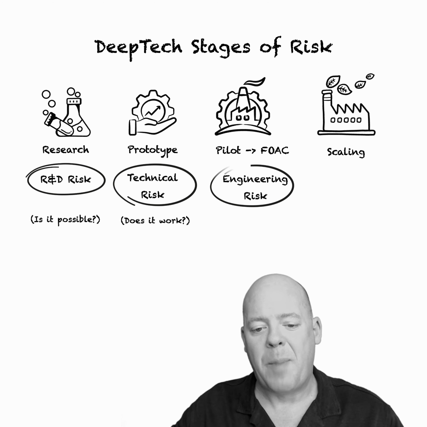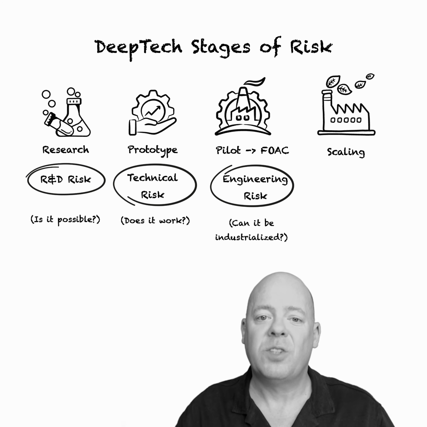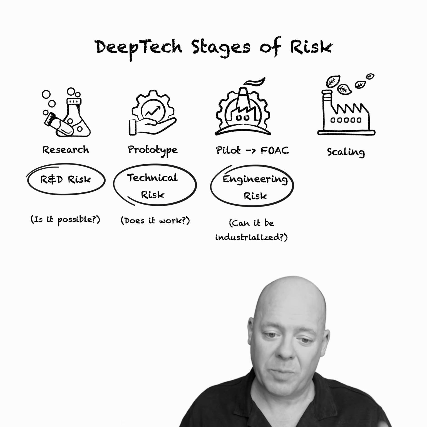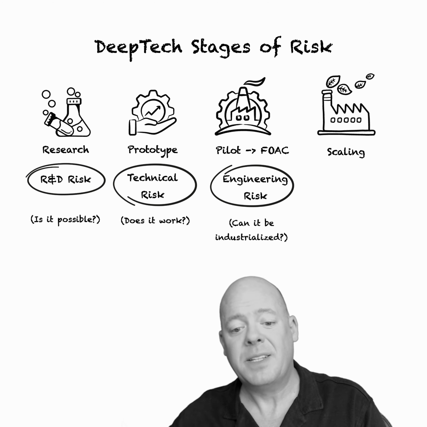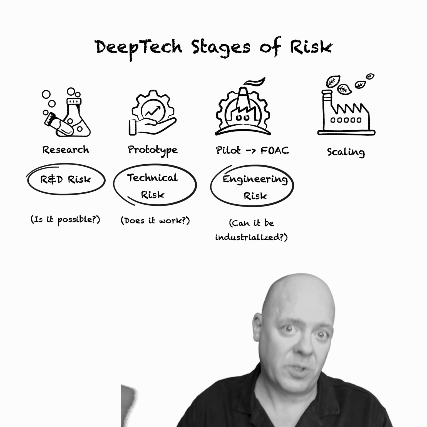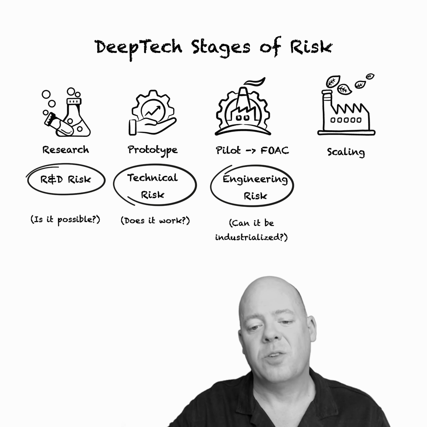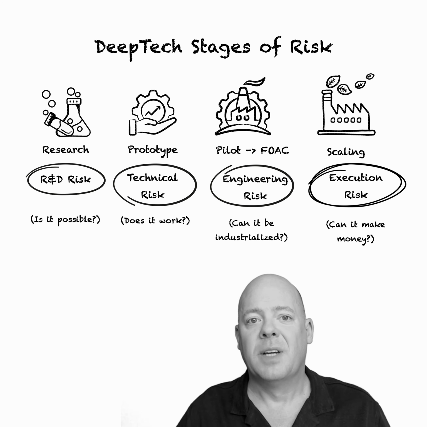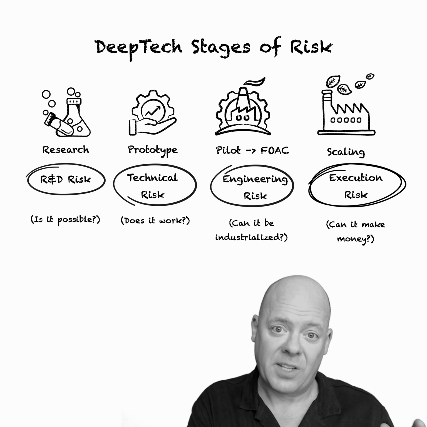And then from pilot to what FOAK means, first of a kind, you start getting into engineering risk. Can you industrialize it? Can you build a pilot plant? Can that pilot plant turn into an actual commercial plant, first of a kind? Maybe the first time anyone's ever built something like that. And then scaling is where you're taking something and either repeating or growing it, and then you really get into execution risk. And the form of risk is actually quite different.